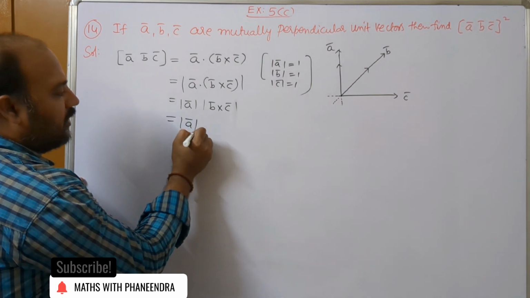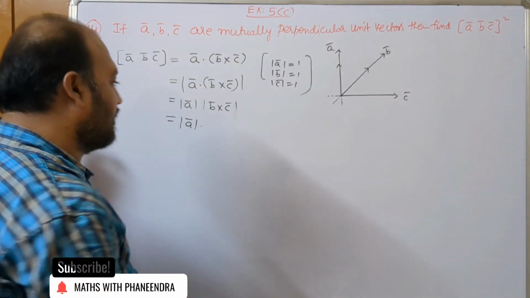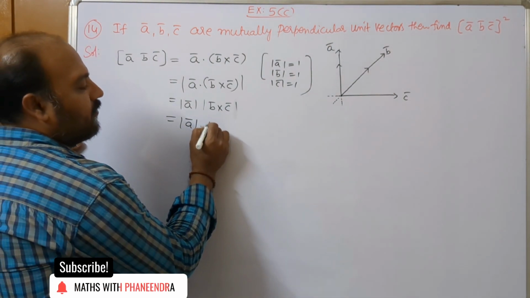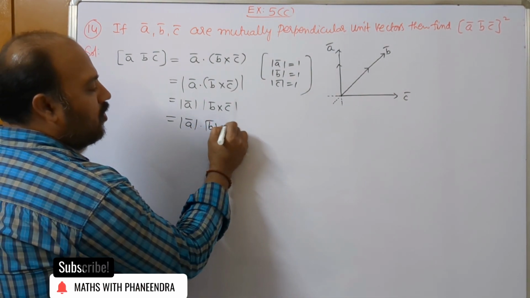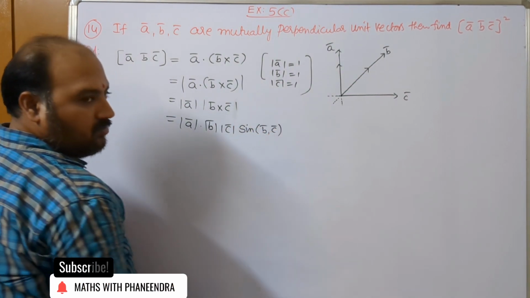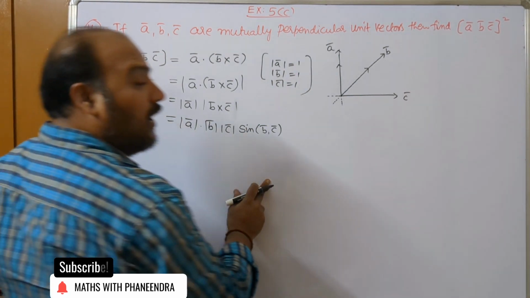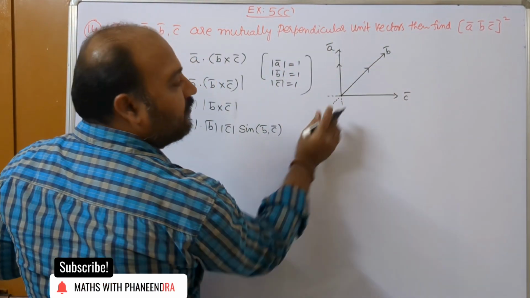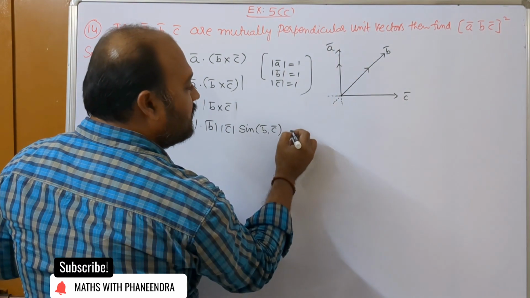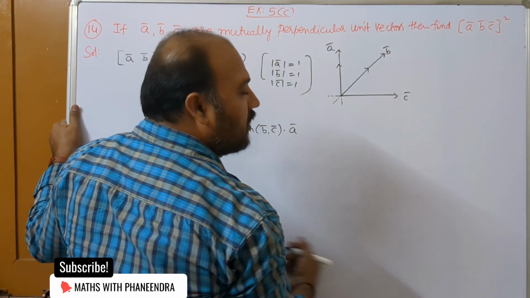Modulus of A bar into modulus of B bar cross C bar, the cross product of two vectors. Mod B bar into mod C bar into sine of the angle between B bar, C bar. The angle between B bar, C bar is 90 degrees, we know that. And here the perpendicular vector will come. For these two, the perpendicular vector is A bar, or A cap also.